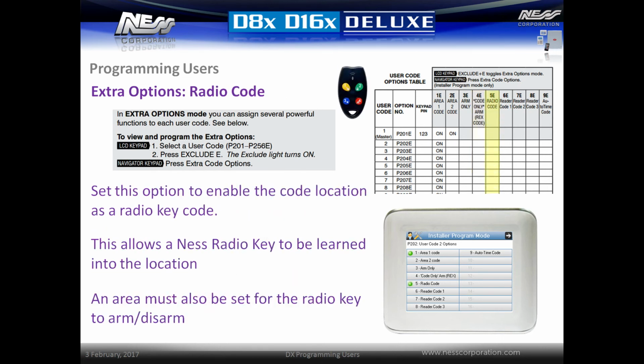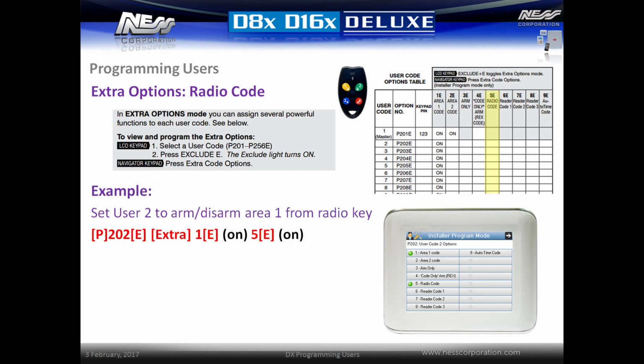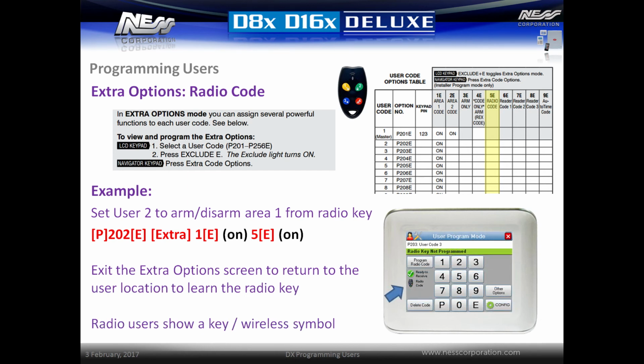Extra option 5E sets a user code location as a radio key code. This allows a Ness radio key to be learned into the user location. An area must also be set for the radio key to arm and disarm the system. For example, setting user 2 to arm and disarm area 1 from a radio key. Enter P202E, the extra options, then select 1E on and 5E on. Exit the extra options screen to return to the user location to learn the radio key. User code locations set as radio key codes will display a radio key icon on navigator keypads or a wireless symbol on LCD keypads.